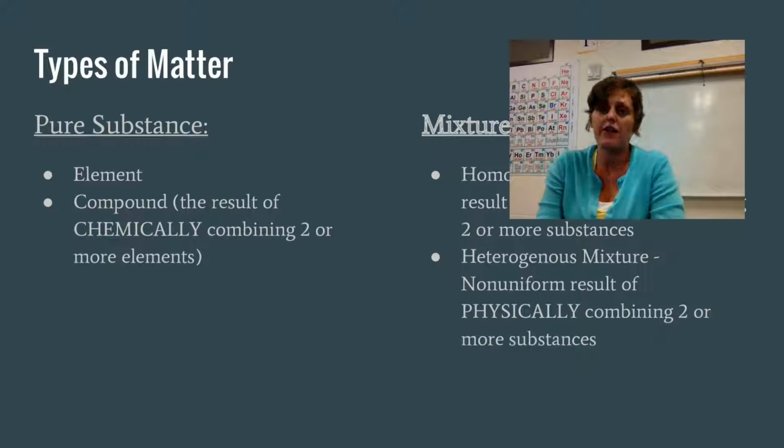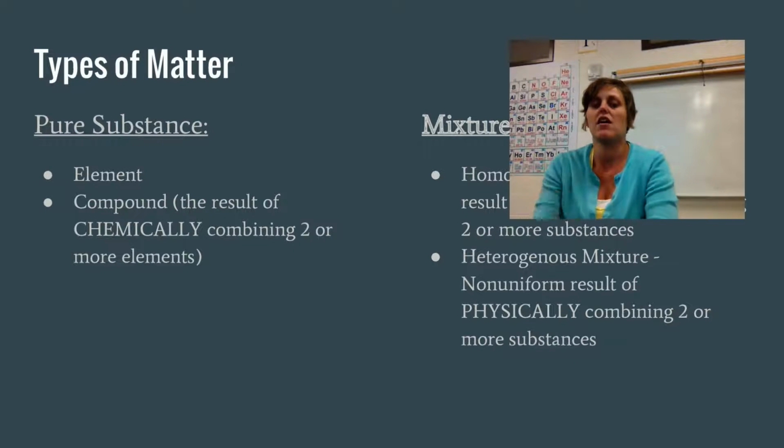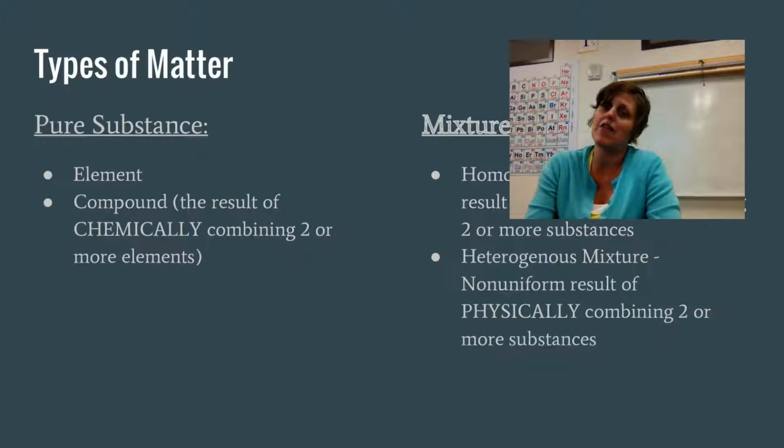A compound is the result of combining two or more of those elements via a chemical process, meaning they're bonding together with their electrons. That's still a pure substance, because it can't be broken down unless you put another chemical reaction on it. Where a mixture is something that's physically combined. Two or more substances that are physically bound.